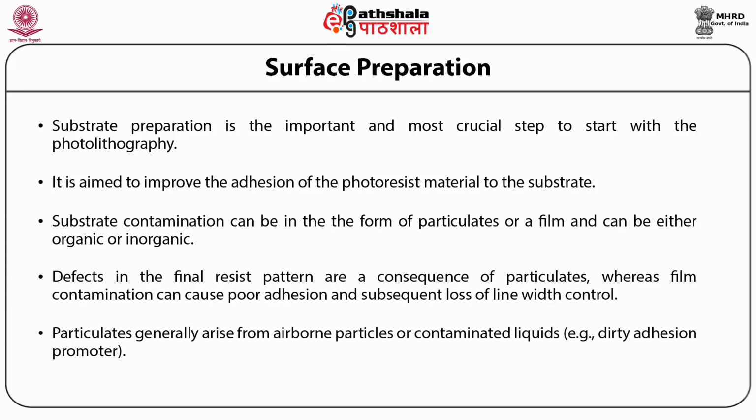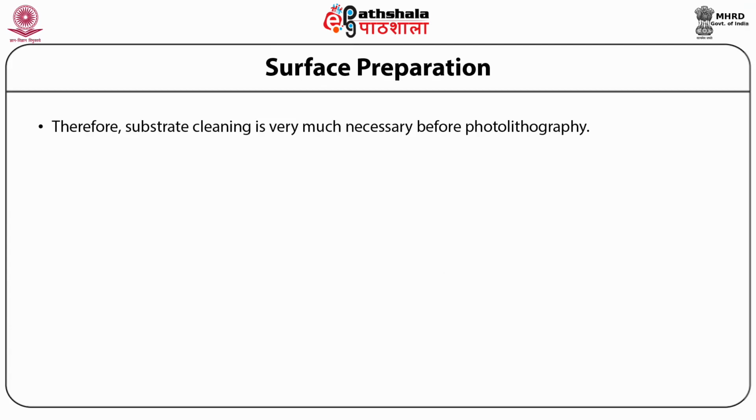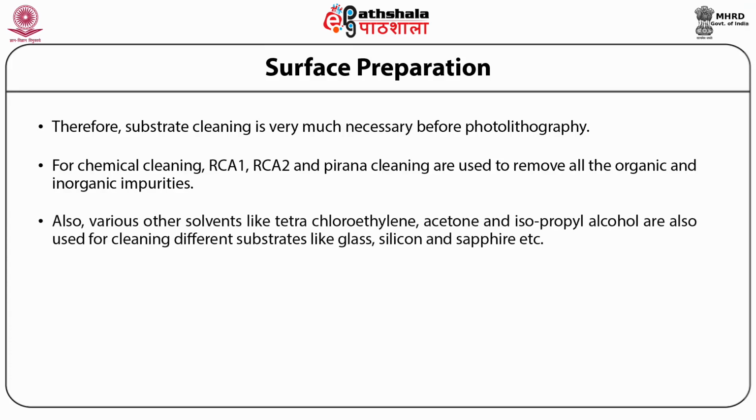Particulates generally arise from airborne particles or contaminated liquids, for example, dirty adhesion promoter. Therefore, substrate cleaning is very much necessary before photolithography. For chemical cleaning, RCA1, RCA2 and piranha cleaning are used to remove all the organic and inorganic impurities. Also, various other solvents like tetrachloroethylene, acetone and isopropyl alcohol are also used for cleaning different substrates like glass, silicon and sapphire, etc.